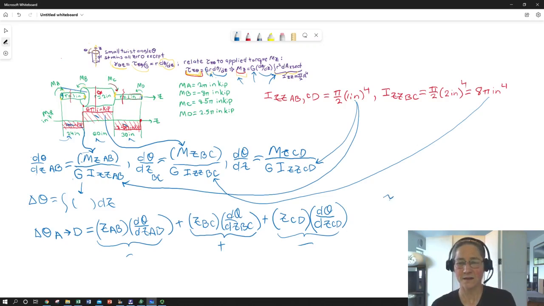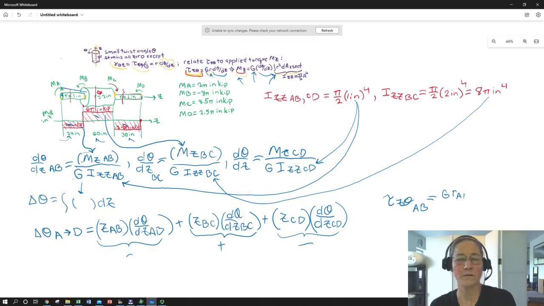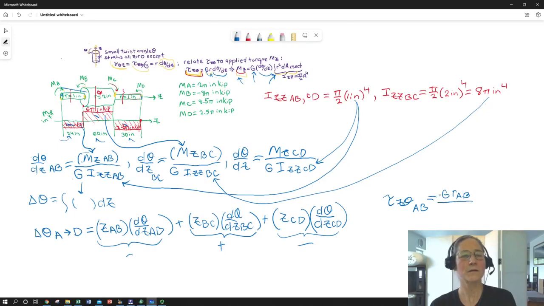So I can say tau z theta, in this case within the section AB, is going to be equal to, having already calculated my twist rate, I could multiply by the shear modulus. I'm going to have RAB just multiplied. Not a quotient, it's a product.